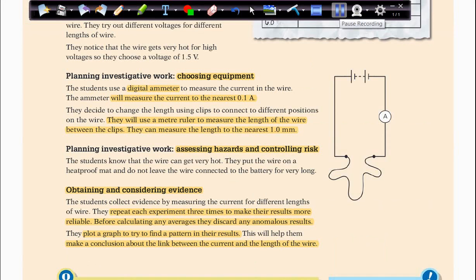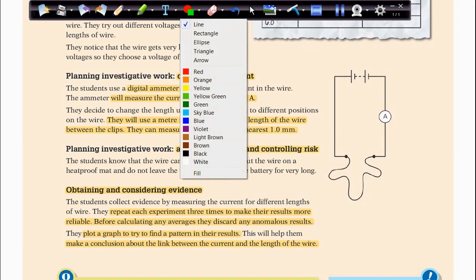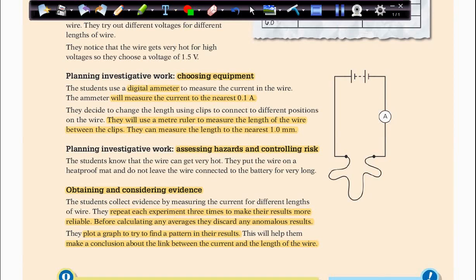Okay, and now let's see how to choose equipment. So how do we choose our equipment? In this case, the students use a digital ammeter to measure the current in the wire, and the ammeter will measure the current to the nearest 0.1. That's why they chose to use a digital ammeter, because a digital ammeter is more accurate than an analog one. They decide to change the length using clips to connect to different positions on the wire.